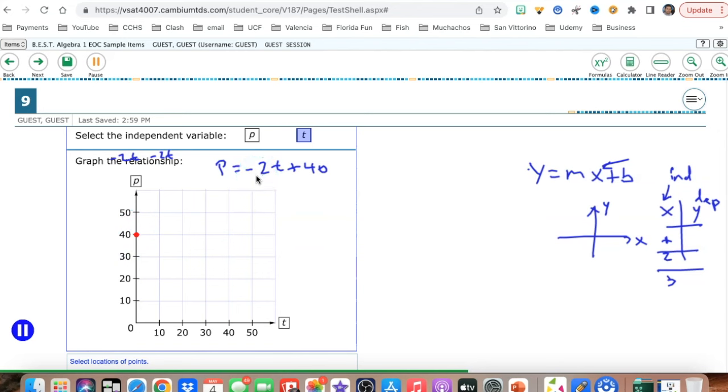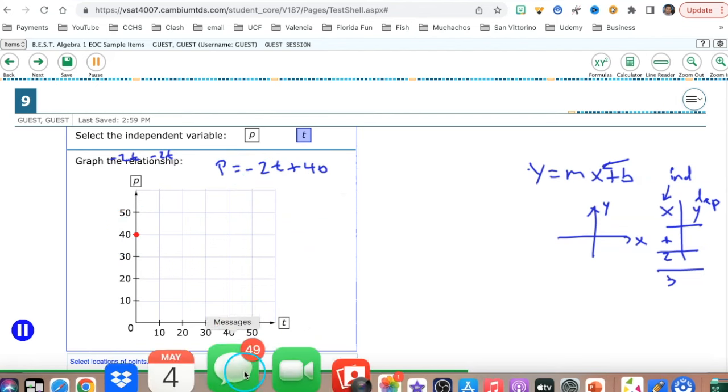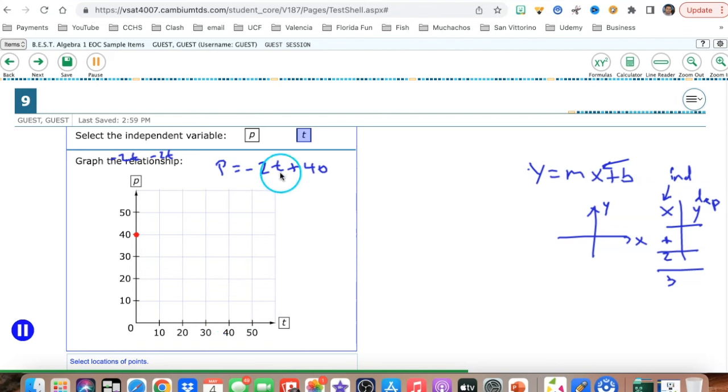So what you want to do is use the y-intercept and the x-intercept. Remember, this is your t-intercept and this is your p-intercept. You have your p-intercept, which is 40. That's the same as the y. And now my t-intercept is the same as the x. If I want to find the t-intercept, I make the other one 0. So let's make the p 0 and let's find the value of t.